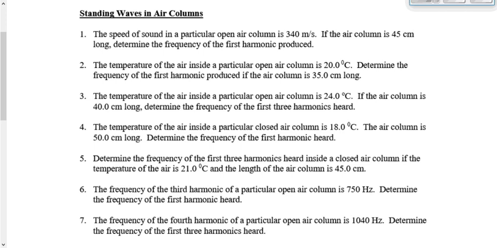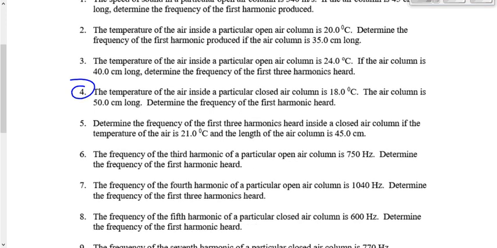Okay, let's have a look up here at number 4. It says the temperature of the air inside a particular closed air column is 18 degrees Celsius. The air column is this long. What's the frequency of the first harmonic? There's my closed air column. There's my first harmonic. And we know that L is equal to 1/4 lambda, or lambda is equal to 4L. F is equal to V over lambda, or F is equal to V over 4L.